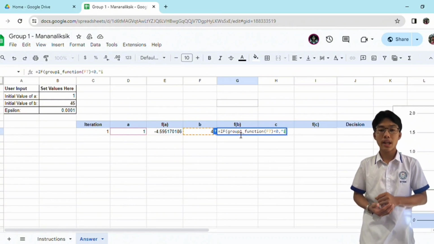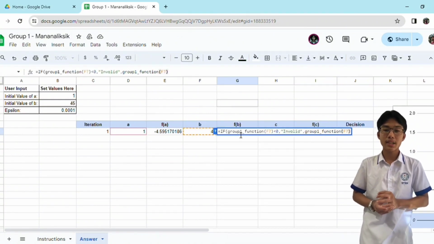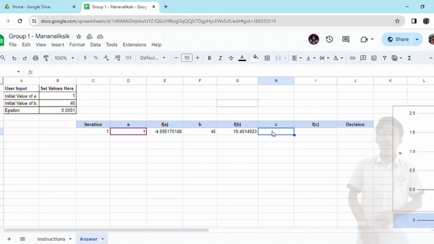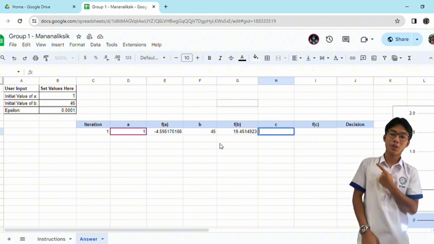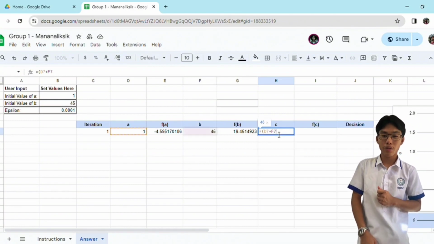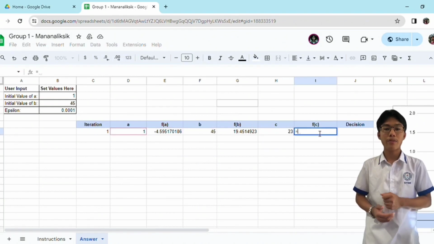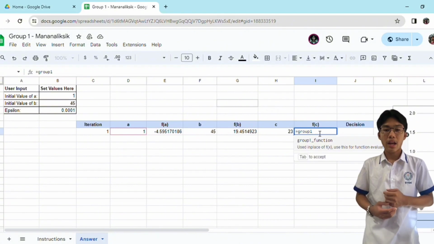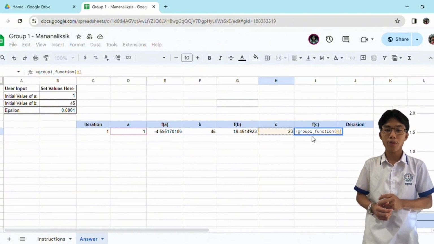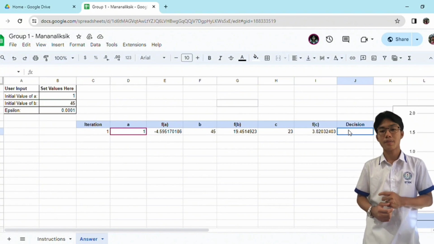Similarly, when evaluating f of b and f of c, you apply the same principle of substitution, utilizing the values in b and c. Let's use the formula c is equal to a plus b over 2. c is equal to 1 plus 45 over 2, where c is equal to 23. For function evaluation, f of a is negative 4.59 something, f of b is equal to 19.45 something, and lastly, f of c is 3.82 something.